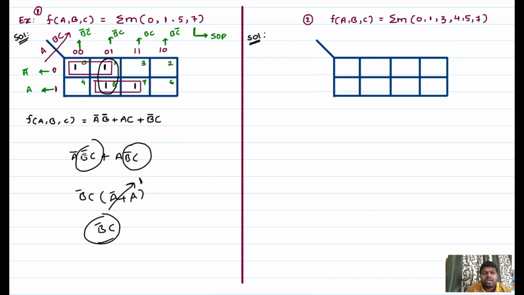Okay, so finally what you will get is a bar b bar plus ac plus b bar c bar. Still you can simplify this expression if possible.